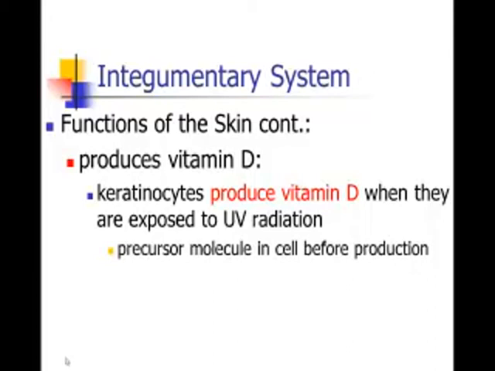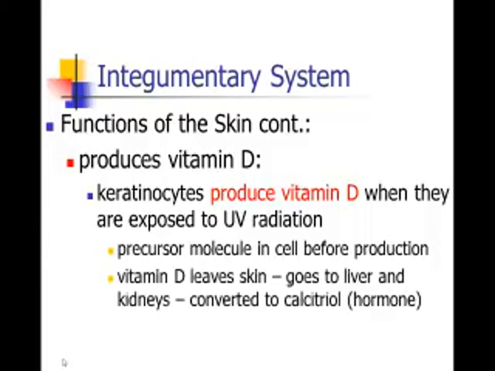There's a precursor molecule in the cell that is converted with the exposure to UV light. And then the vitamin D leaves the cells of the skin, goes into the blood, and is transported to the liver and to the kidneys. The liver and the kidneys convert the vitamin D into calcitriol.